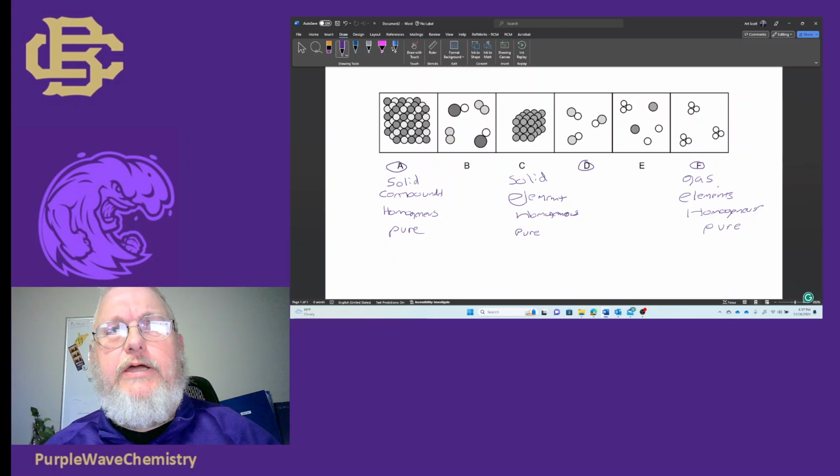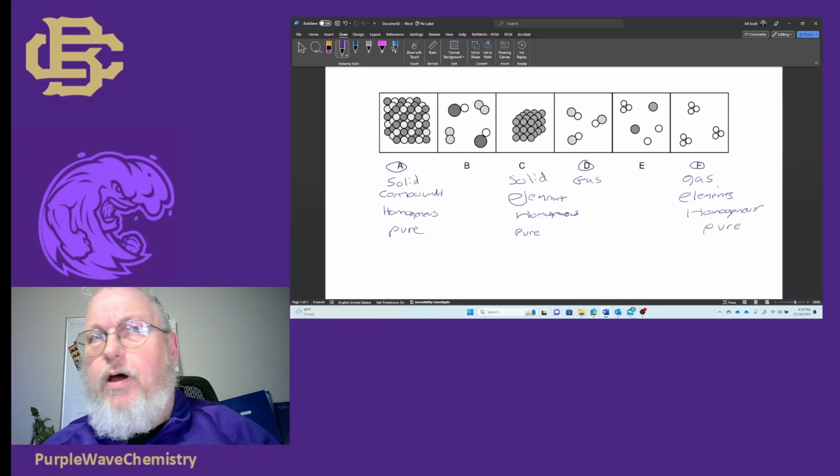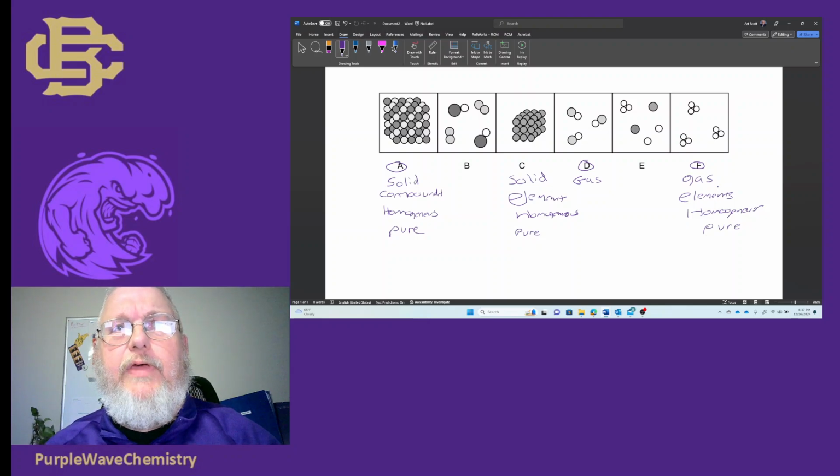So D, I got two different things. So let's say what it is, a solid, liquid, or gas. I'm going to call this a gas also because, again, you've got particles that are far apart. Are they elements? No. They're not the same thing. I've got two different particles right there. So I'm going to say that this is a compound of some sort. What kind? I don't know. Are they homogeneous? Yeah, I'd call that homogeneous. And are they pure? Is there only one type of material there? Yes, that's also pure.